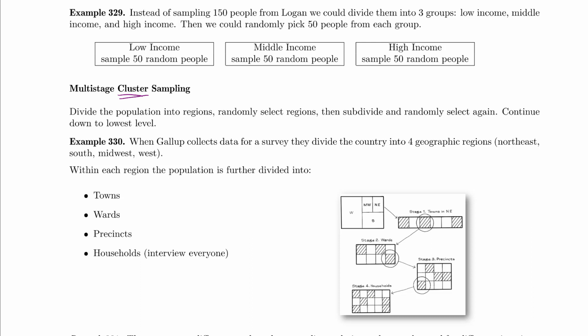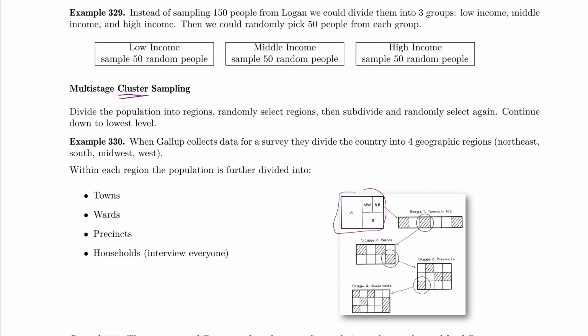So like when Gallup selects data for a survey, Gallup is the really big company that does the big presidential polls. They divide the country into 4 geographical regions. Okay, so they start here. This is our country. They start here. They divide it into northeast, south, midwest, and west. Okay. They divide into 4 areas, and then for each area, they randomly select towns.